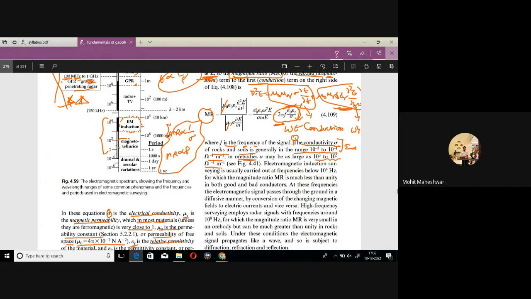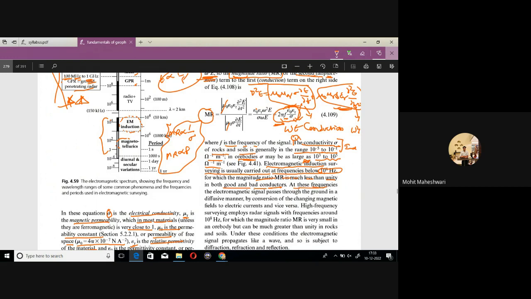Next, electromagnetic induction surveying is usually carried out at frequencies below 10 to the power 4 hertz. So the electromagnetic induction survey that we will carry out is at frequencies less than 10 to the power 4 hertz, for which the magnitude ratio is much less than unity for both good and bad conductors. If you put the frequency as 10 to the power 4 and the conductivity value as 10 to the power 3 to 10 to the power 5, these quantities cancel out, and the magnitude ratio will be much less than unity.